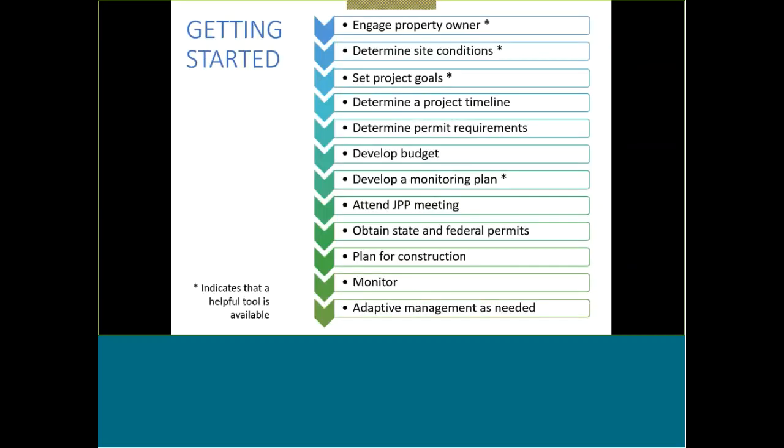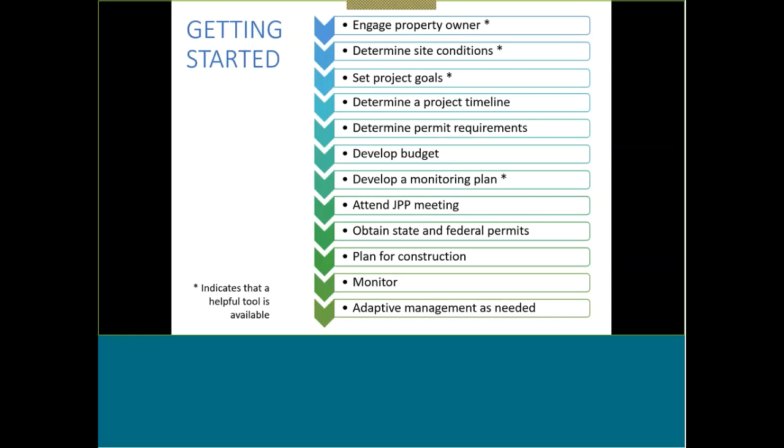So looking at this from the big picture, getting started, how do things flow through? So you want to meet with your property owners, figure out what your site conditions are, set your goals, figure out what your timeline is so that you can determine your permits, develop a budget, develop a monitoring plan so that you can make sure that you're meeting your goals. You're designing your living shoreline to meet your goals. You have to have a monitoring plan to make sure that you can document you've met those goals.